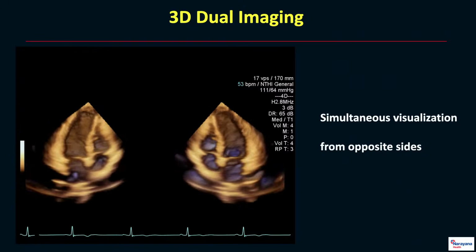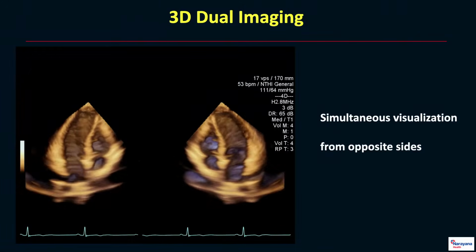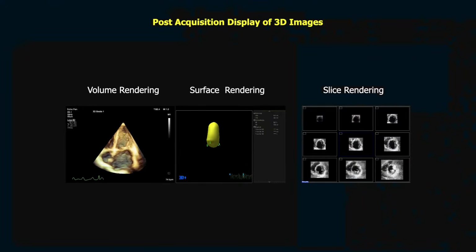So you can look at a valve, for example the mitral valve, from the left atrial side and from the ventricular side. So this is the dual imaging part of it. Terminologies are not so important, but just for general knowledge, you should know.